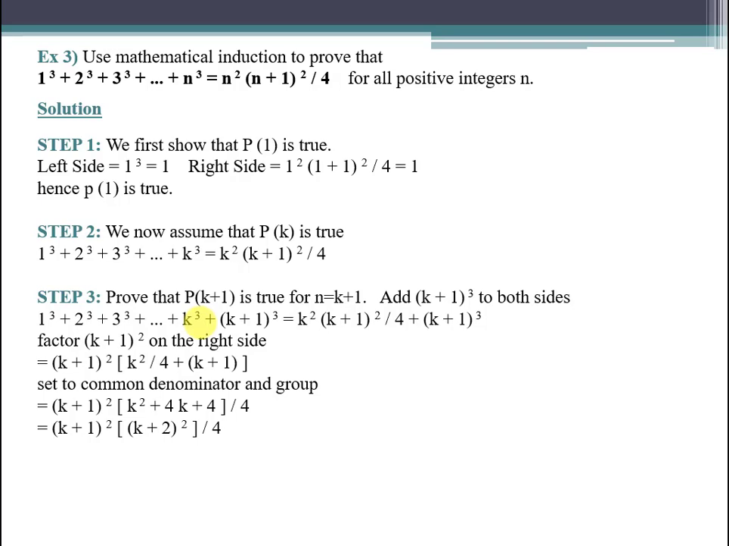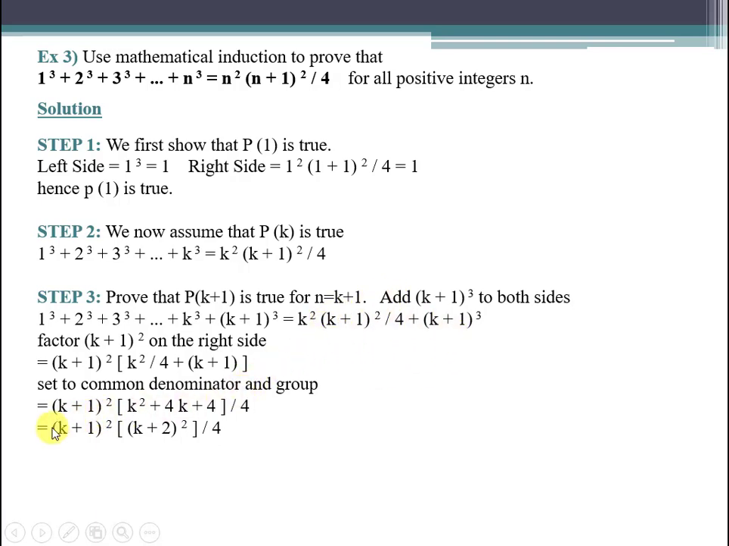Now what we have, when we do this factorization, set the common denominator and group. So k plus 1 squared multiplied by k squared plus 4k plus 4 over 4. We get common denominator. And at the end we have k plus 1 squared multiplied by k plus 2 squared over 4. So we do simplifying and factorization of our right side.